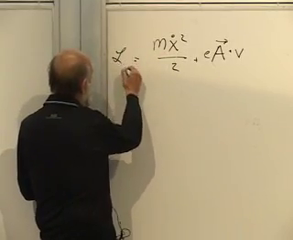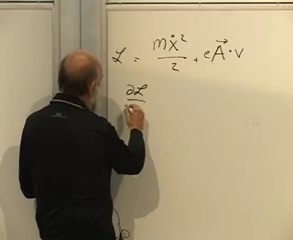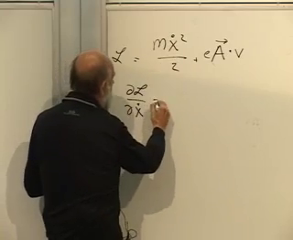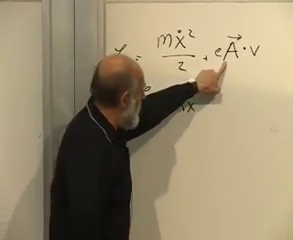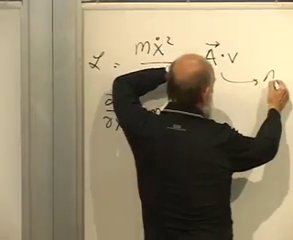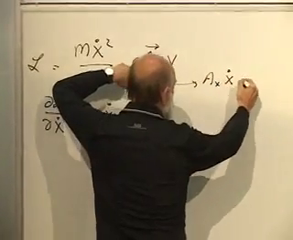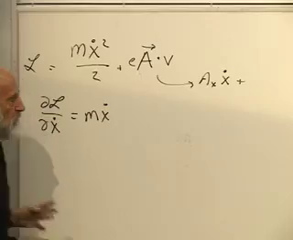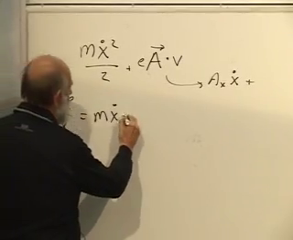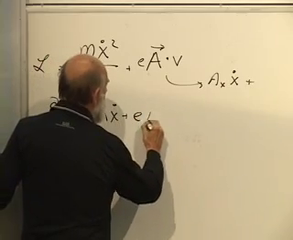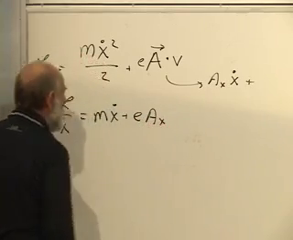to differentiate the Lagrangian with respect to x dot. What does that give? It gives m x dot, and then from here there's another term. This here is A sub x, x dot, plus A sub y, y dot, plus A sub z, z dot, and so forth. And so there's another term which is plus the electric charge times the vector potential.